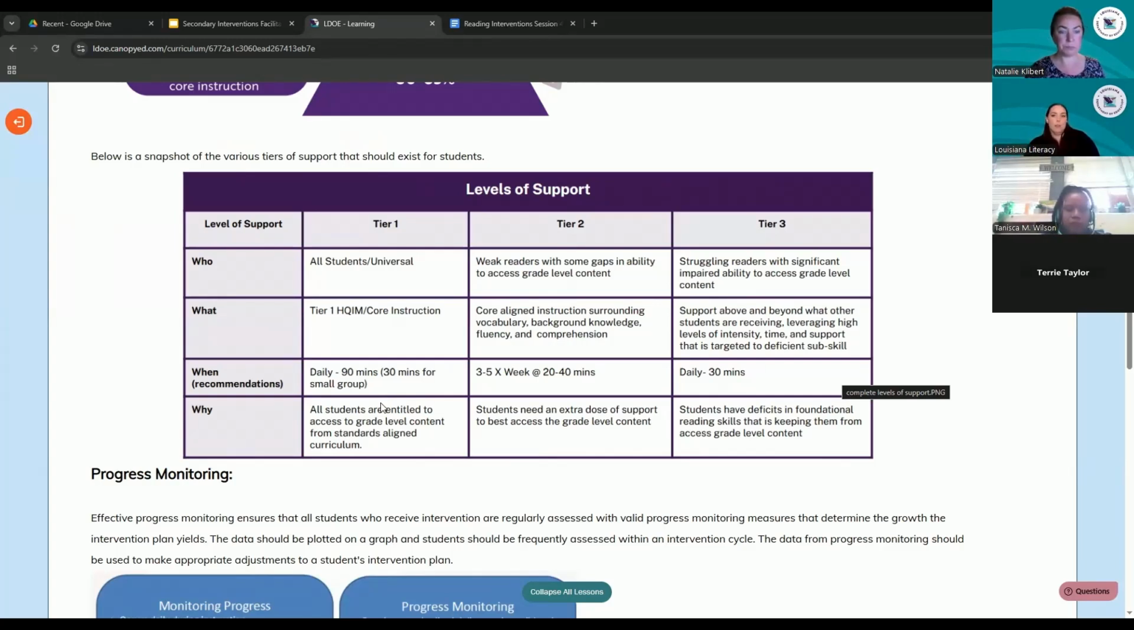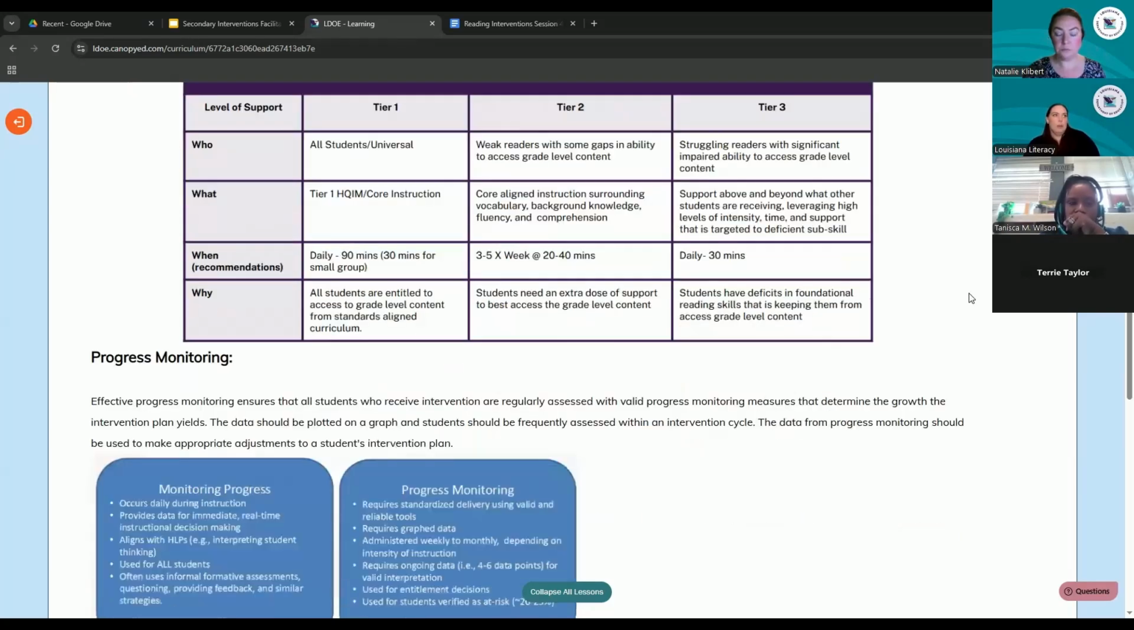And then if you have students in tier two, they should be meeting outside of their core instruction 3 to 5 times a week, 20 to 40 minutes. And then if you have tier three students, they should be getting daily instruction outside of their core block for about 30 minutes. Just as a reminder.